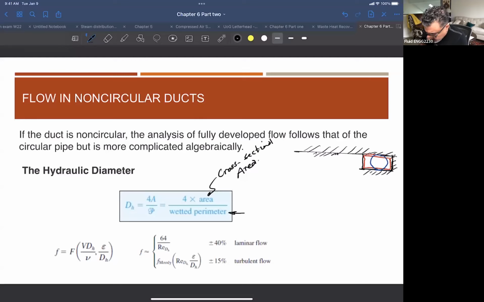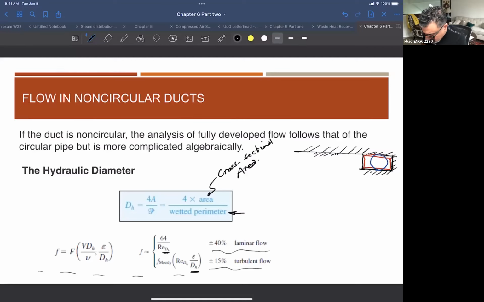And what is the weighted perimeter? It is the perimeter, or the surface or length, that is in touch with the fluid, okay? And then you can use the same equation, just replacing the diameter with the hydraulic diameter. So you can see here, for example, the friction factor is a little bit more than the normal friction factor for the circular diameter.